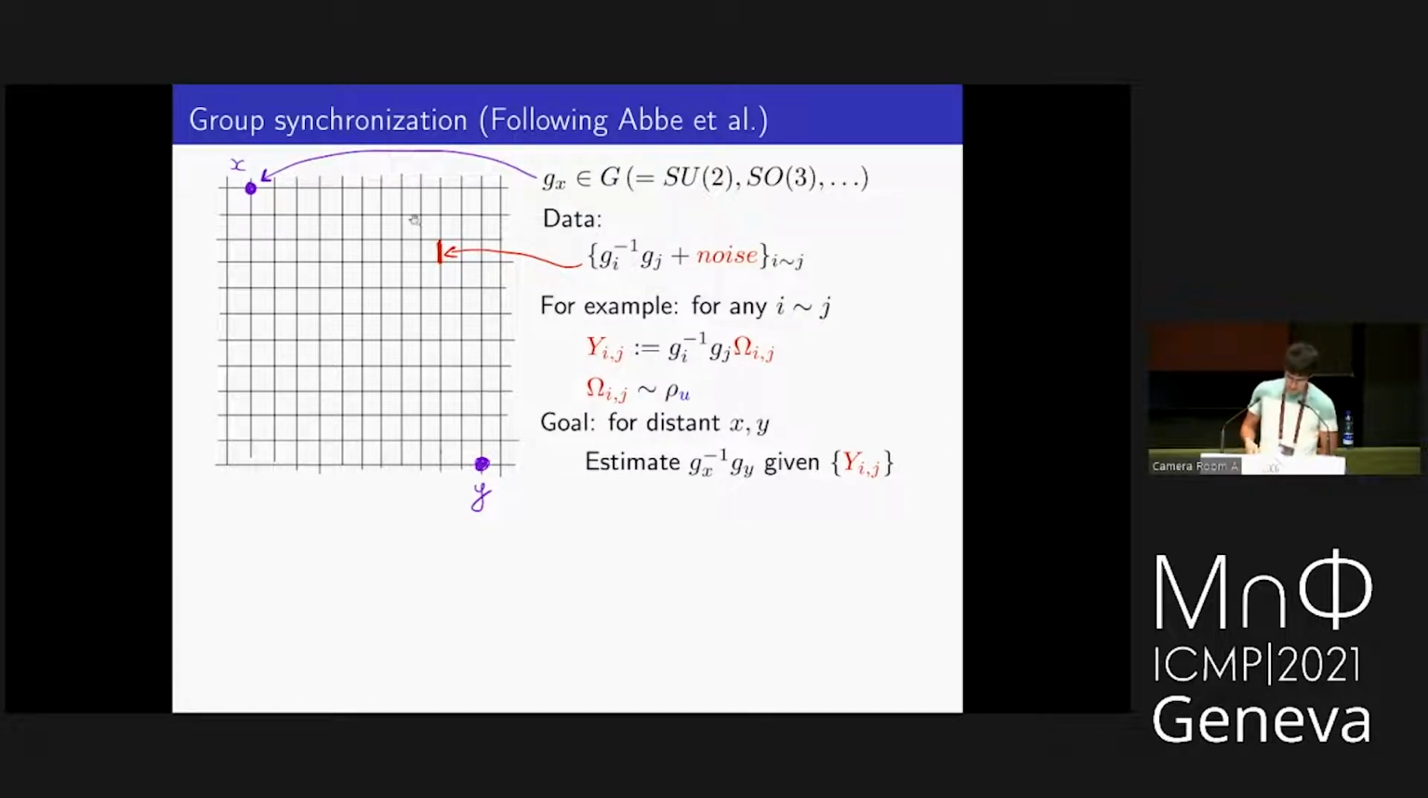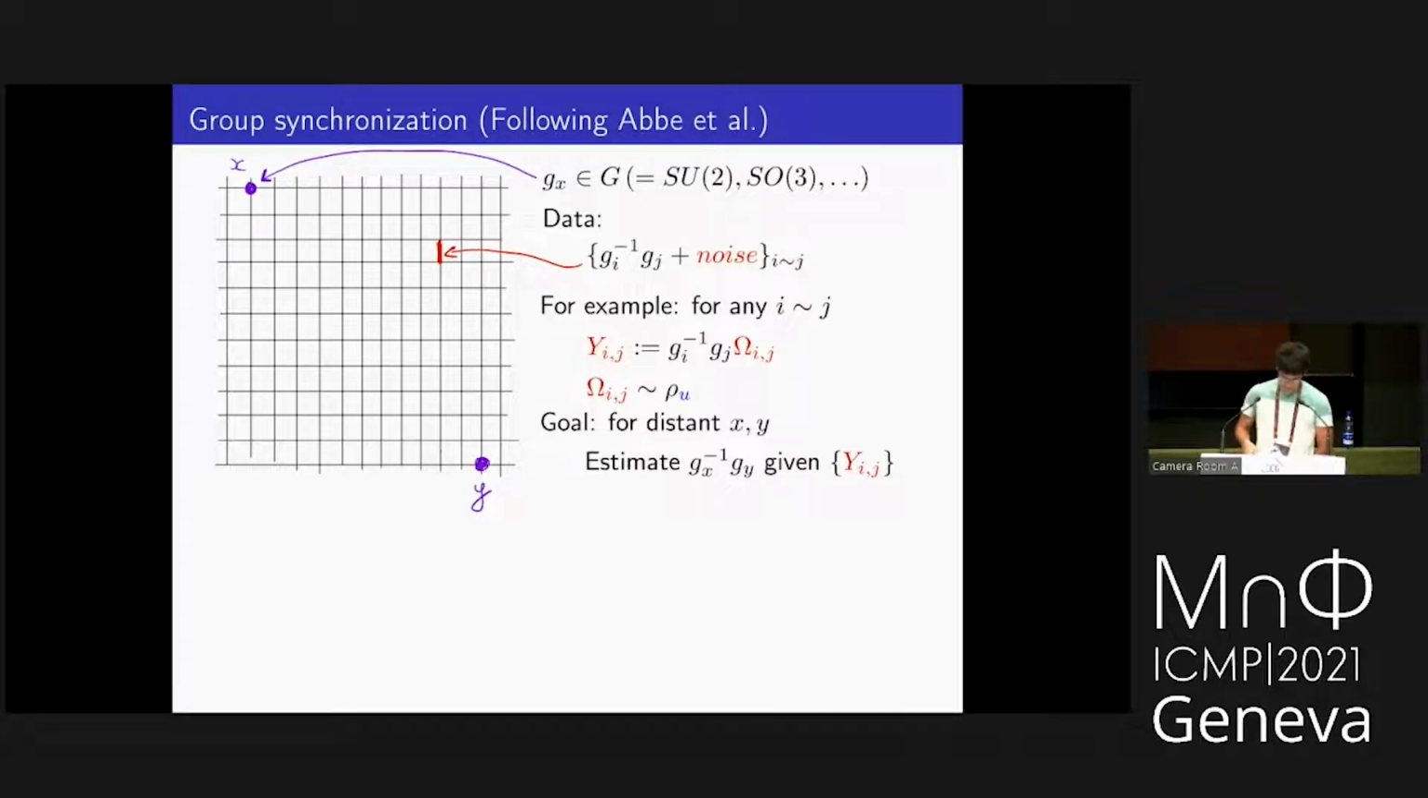And the statistical problem you want to solve is the following. You're given the following data. For any nearest neighbor edge, like this ij here, you're given the increment in the group, g_i^{-1} g_j, but there is some noise that has been added to it. So you have a big data set made of all the group increments from a site to its neighbor, but it has been noised. I will call y_ij the noised increments on all the edges. Given that noisy data, can you recover the increments from a point x to a distant point y? So it's a very well-defined statistical question. And they managed to answer this question.